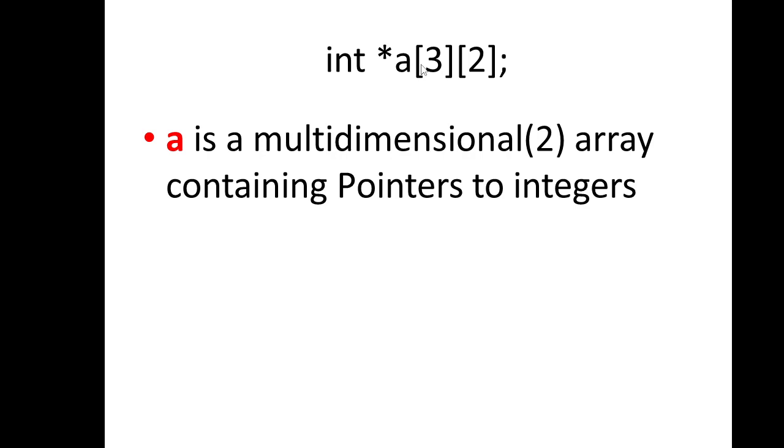In this case, A is a variable, or A is a 1, which is nothing but an array containing pointers to integers. Okay, so this is an array of pointers. So 3 into 2, 6 pointers are stored. Each pointer will be pointing to an integer. I'll show it with an example.